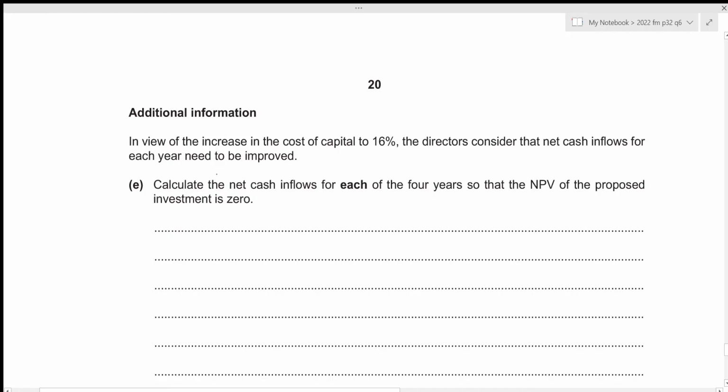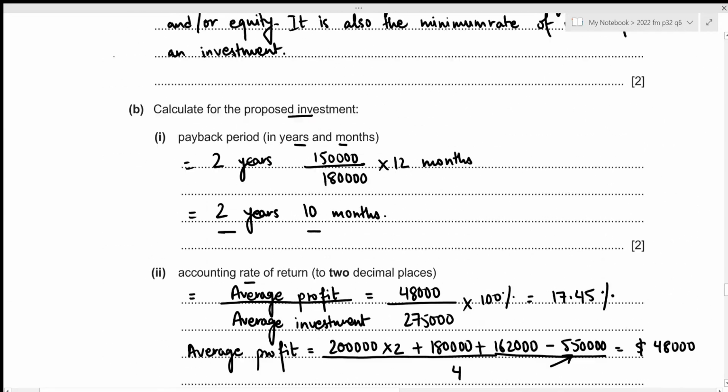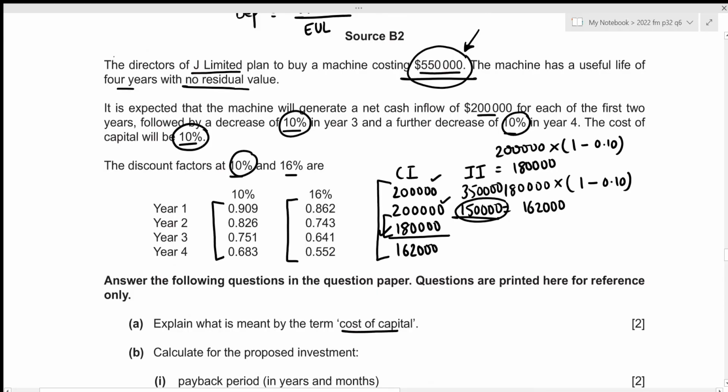We're given additional information. In view of the increase in the cost of capital to 16%, the directors consider that the net cash inflows for each year need to be improved. Now we need to calculate the net cash inflows for each of the 4 years so that the net present value of the proposed investment is 0. So I'm going to figure out the net cash inflows in the easiest way possible. Alright, first of all, let's have a look at our given information. So regarding cash inflows, we know that the cash inflows were a fixed amount for the first 2 years, and then it decreased by 10% in the third year, and it decreased by a further 10% in the fourth year. So the easiest way to complete this process would be to figure out this initial amount.